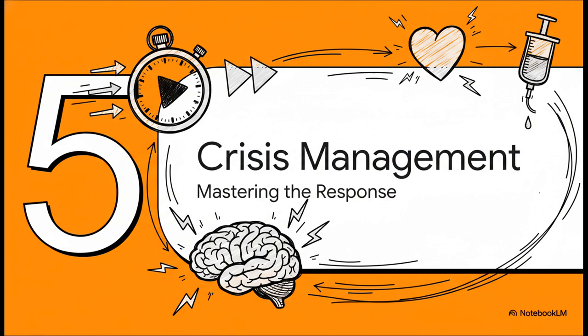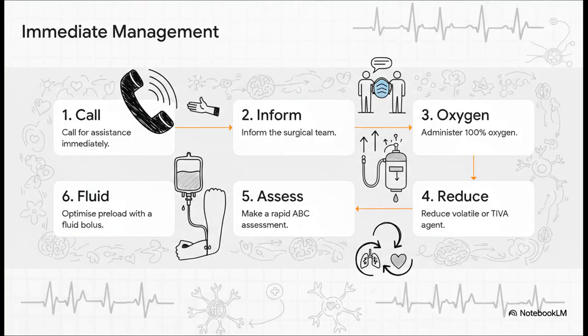Okay, you've got your list of possible causes running through your head. Now it's time to act. Section 5 is the crisis management protocol, the stuff you need to know by heart so you can respond instantly. This is your immediate drill. Number 1, call for help. Never, ever try to manage a crisis alone. 2, tell the surgeon to stop what they're doing.